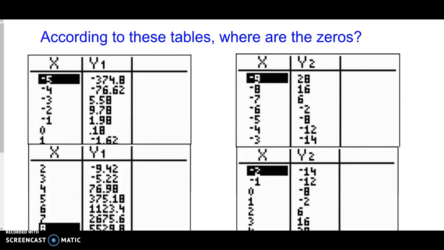Okay, so we have four tables of values here. It's asking, according to these tables, where are the zeros? We're going to assume that these are all examples of polynomial functions. What I'm asking you to do is identify between what two x values there must be a zero. I'm not saying to find the exact one, but just the interval where it must occur. So go ahead, really look at the tables, and then let's see how you did.